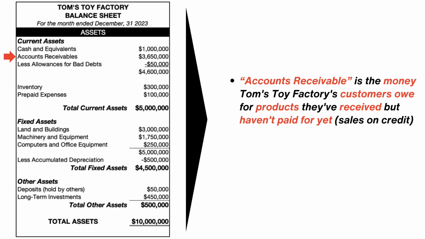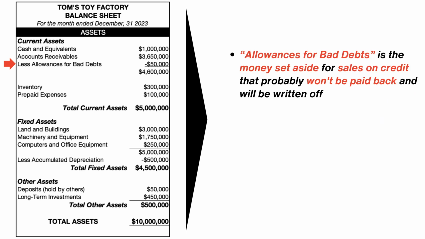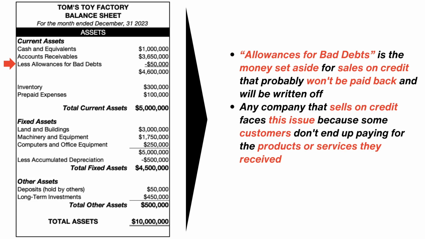Accounts receivable is the money Tom's Toy Factory's customers owe for products they have received but have not paid for yet. Customers are expected to pay for those sales within a short time, usually 30 to 90 days. Below that, the allowance for bad debts is the money set aside for sales on credit that probably won't be paid back and will be written off. Any company that sells on credit faces the issue because some customers don't end up paying for the products or services they received.